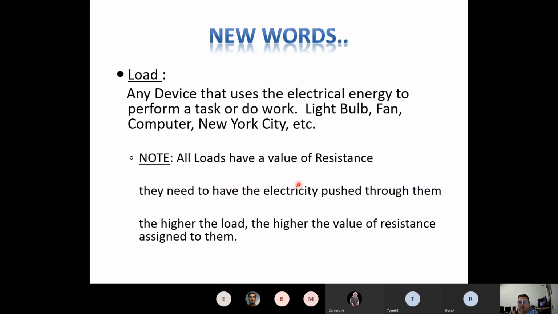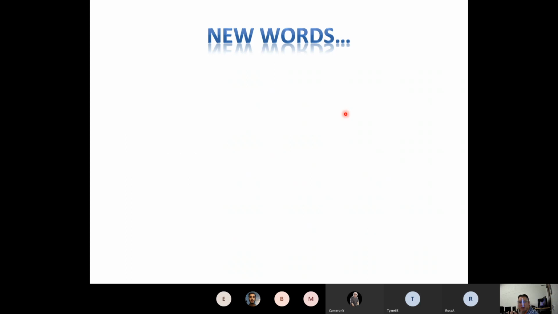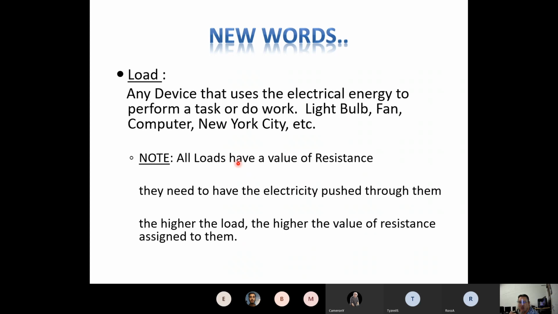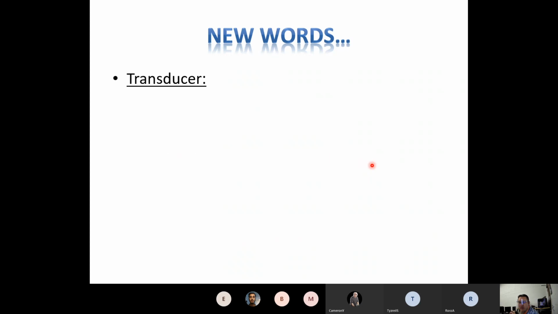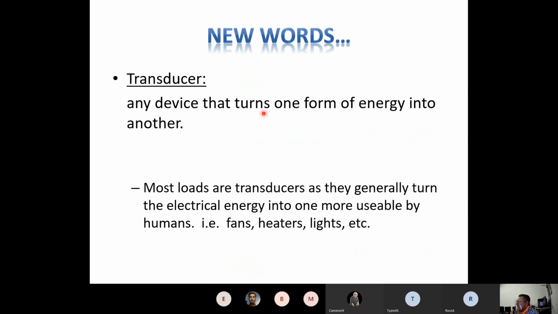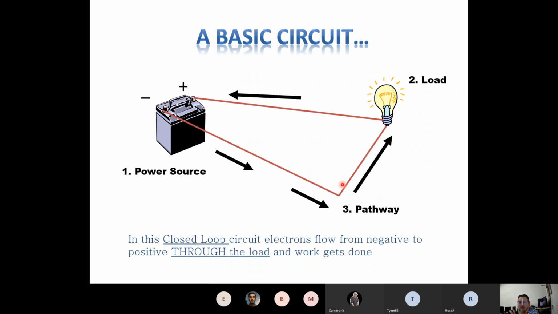Then we got to load, and what load is, basically, it's anything that requires electricity to run. And all loads have a value of resistance. I would write that down. Make sure you have that in your notes, because that's important. We talked about a transducer, and that's anything that turns one form of energy into another form of energy. Most loads are going to be your transducers. So in some way or shape or form, they're going to use electricity to create some other form of energy.